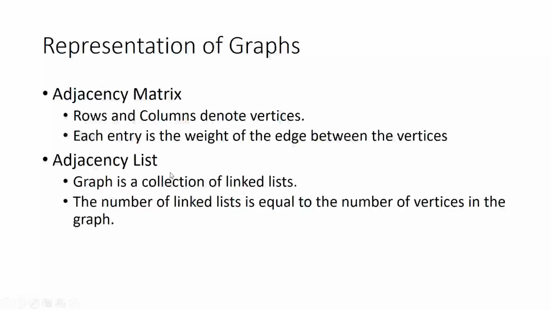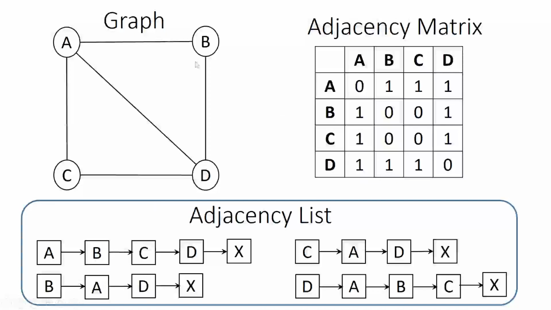The next one is the adjacency list. A graph is a collection of linked lists, and the number of linked lists is equal to the number of vertices in the graph. We will see examples for both cases. First, I am considering this example graph. Here we have A, B, C, D, 4 vertices and different edges. You can observe that I have not given any weights for this particular graph.